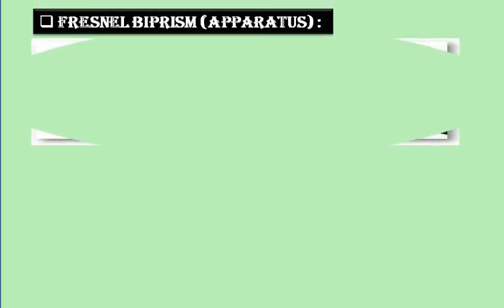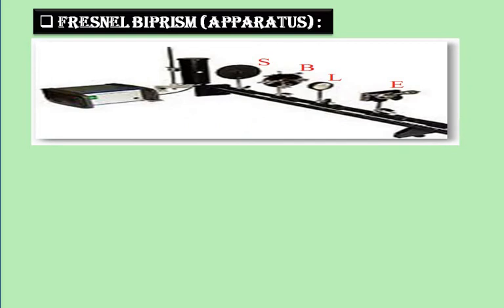Let us see the apparatus for the biprism. It consists of the original source whose wavelength is to be measured. Here the four stands: in this stand the slit is fixed, in this stand the biprism is fixed, in this stand the lens is fixed, and in this fourth stand the eyepiece is fixed.